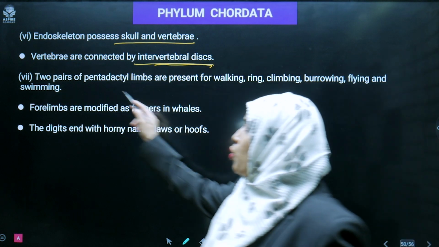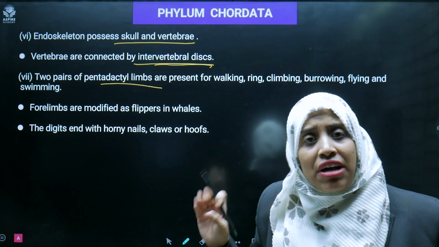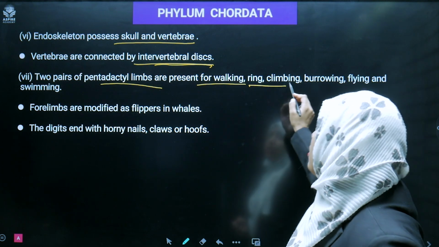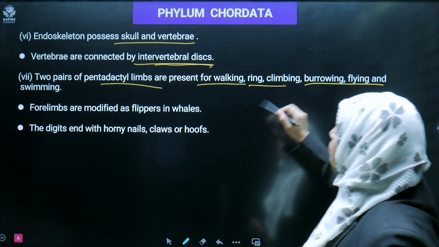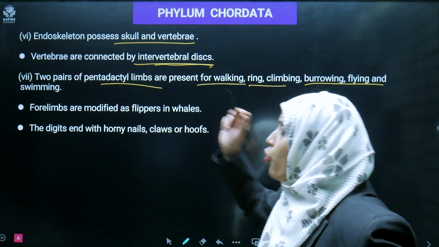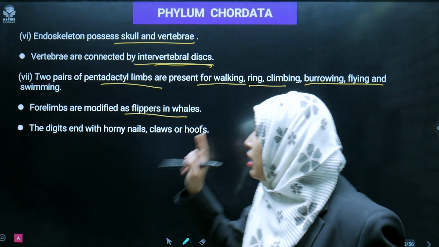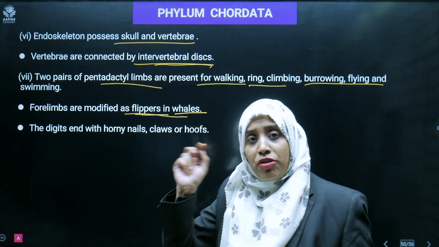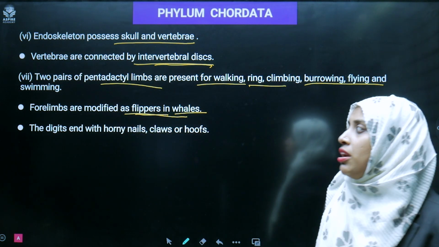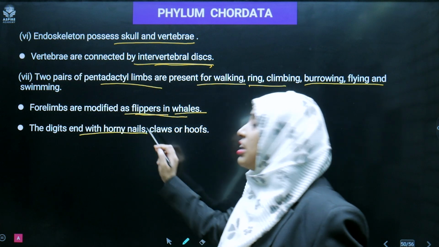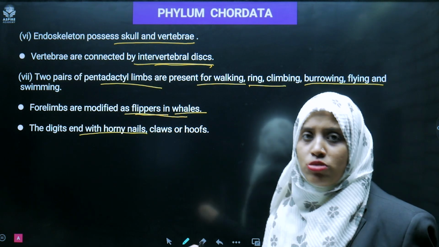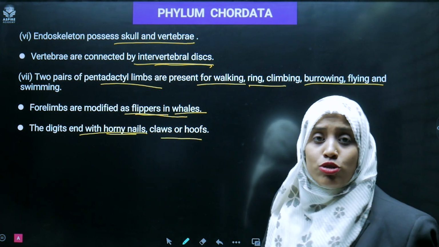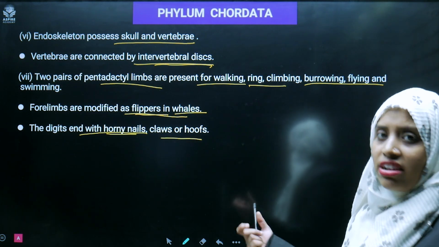Now, 2 pairs of pentadactyl limbs. We have 5 fingers and 5 toes, present and helping in walking, running, climbing, burrowing. In some, the 4 limbs are modified as flippers, like in penguins and whales. You can see whales have flippers; the 4 limbs are converted into flippers. The digits, that means fingers and toes, end with horny nails, claws, or in some cases hoofs, like cattle and others.